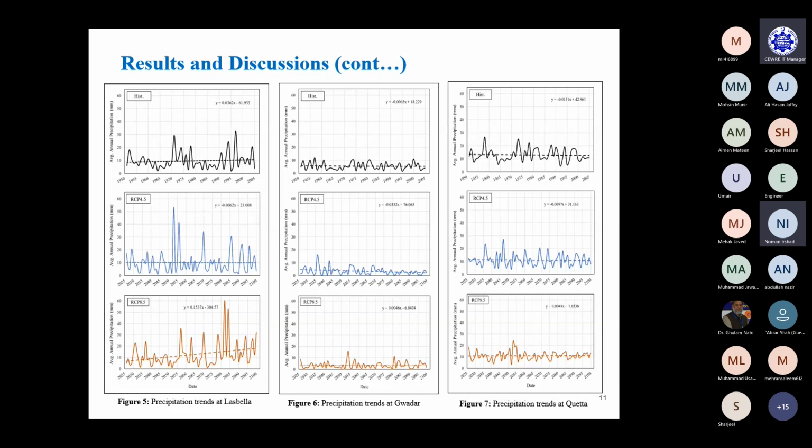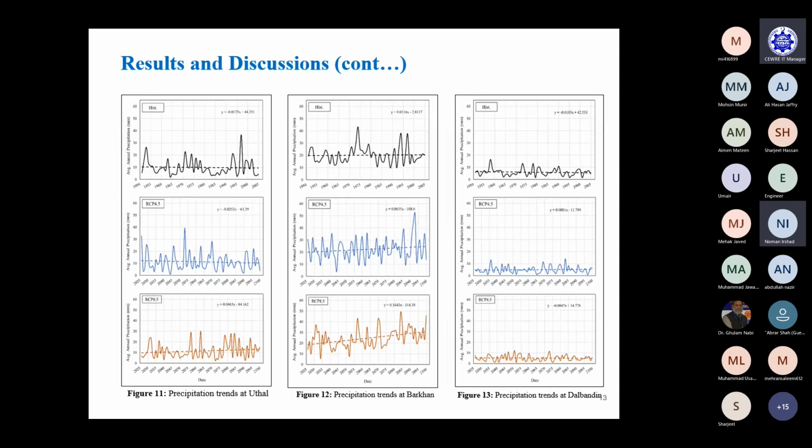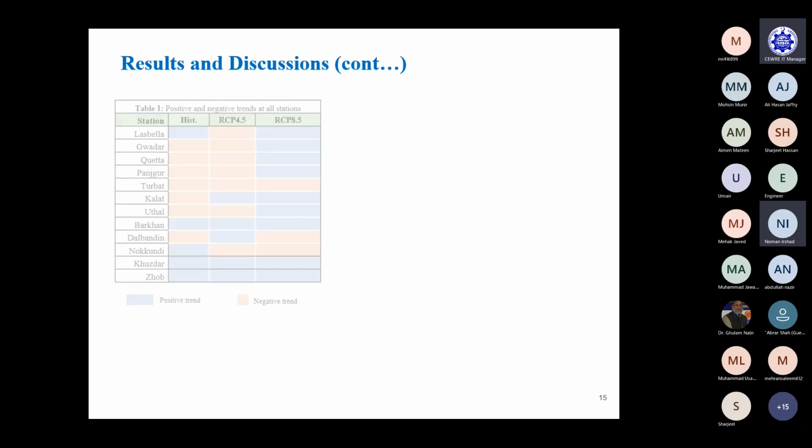These are the graphs: the black series shows the historical one, the blue series shows the future for the RCP 4.5 scenario, and the brownish series shows the RCP 8.5 scenario. The first column is for Las Bela, and the second is for Gwadar, Kohat. Now comes Panjgur, Turbat, Kalat, Uthal, Barkhan, Dalbandin, Nokundi, Khuzdar, and Zob stations.